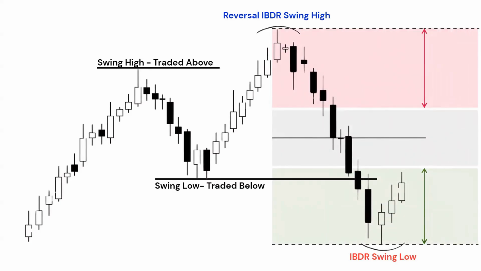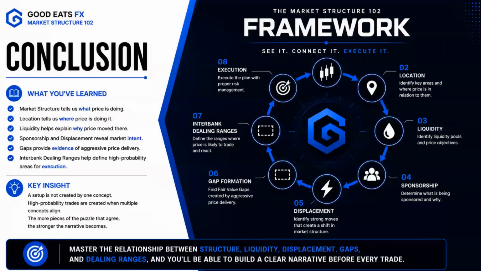So this concludes the last chapter of our Market Structure 102 book. What have we learned today? We learned that market structure tells us what price is doing. We learned that location tells us where price is doing it. We also learned that liquidity helps explain why price moved there. We introduced the concept of sponsorship and displacement to reveal market intent. We introduced how gaps form and provided evidence of aggressive price delivery.